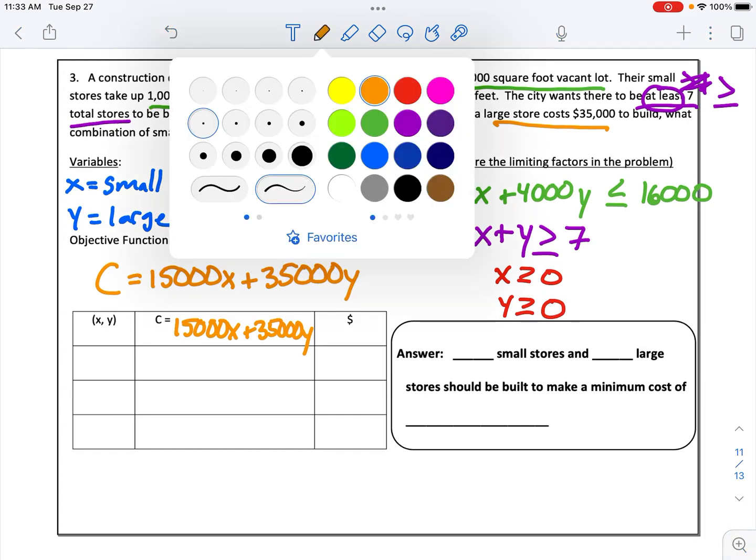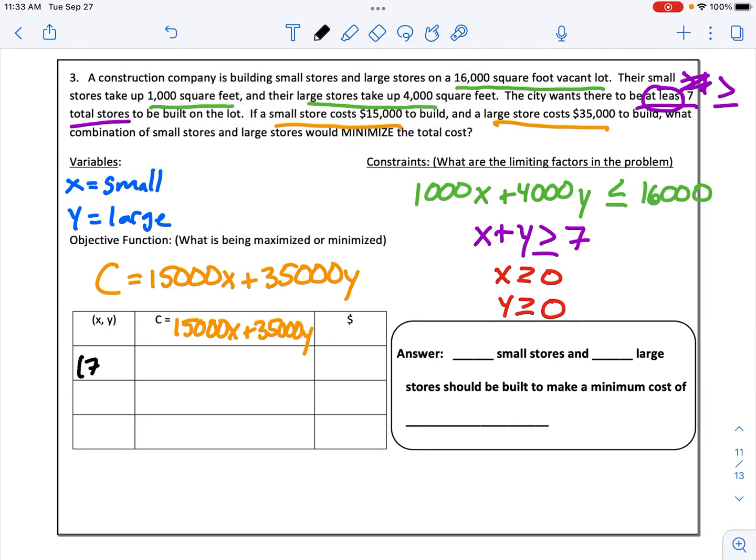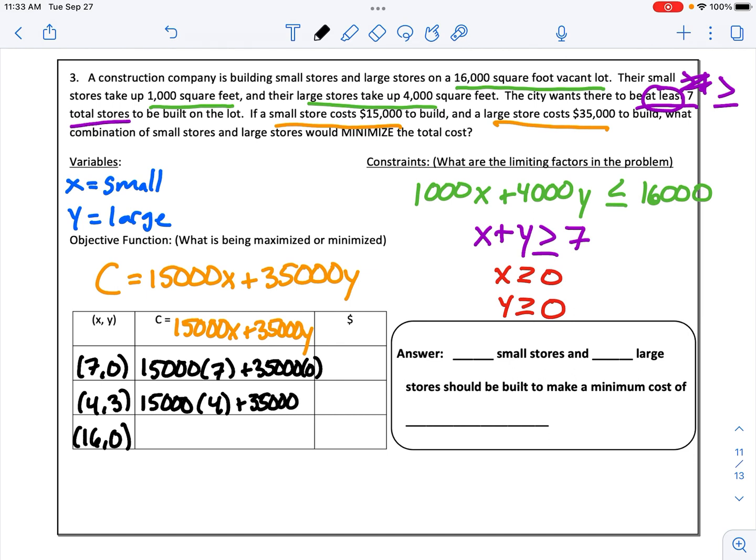So in the table, we've got 7, 0 as one vertex. We've got 4, 3, and we've got 16, 0. We're going to plug in all those points to the equation. Honestly, anything times 0 is 0. So if you want to skip writing the 0 steps, like the 35,000 times 0, you totally could skip that because it equals 0.